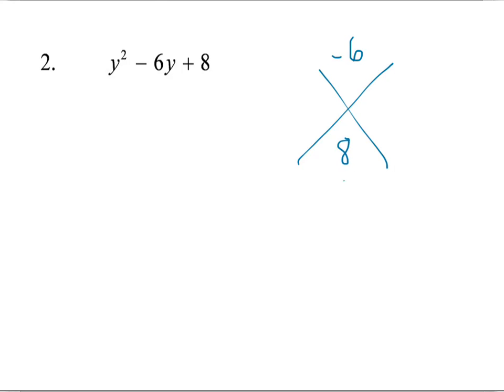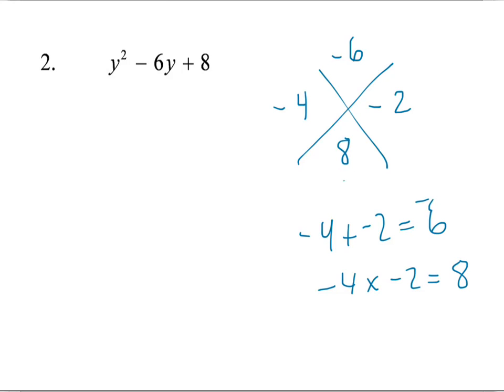So I need two numbers that add to negative 6 and multiply to positive 8. Since they add to negative 6 and multiply to a positive number, they must both be negative. Because only two negatives add to a negative and also multiply to a positive. So think of factors of 8, so 4 and 2. Let's make it negative 4, negative 2, and then check ourselves. Negative 4 plus negative 2 is negative 6, and their product is positive 8. So we have them here.